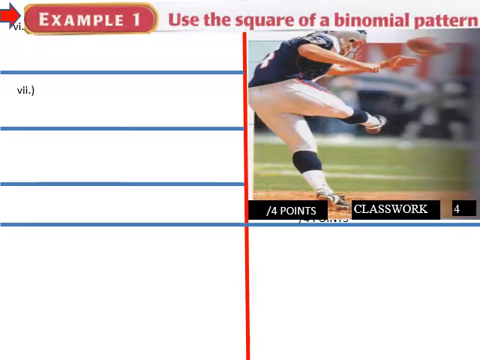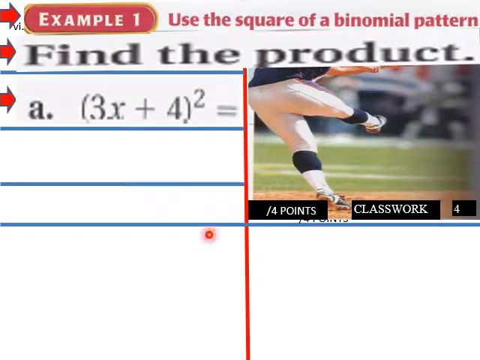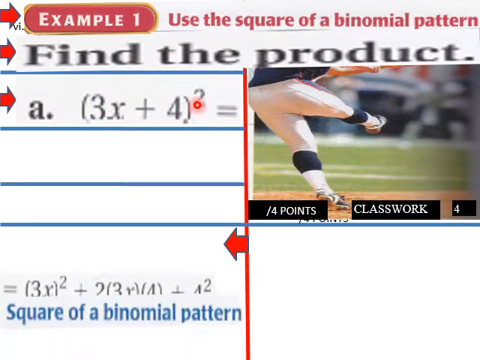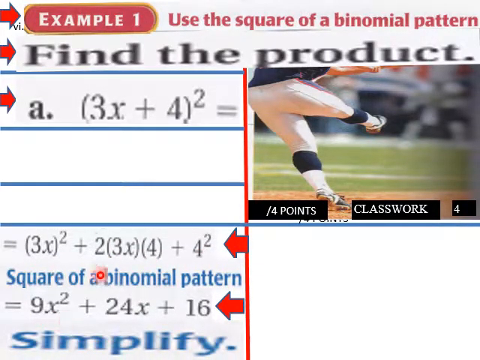Okay, what do we have here? Example 1. Use the square of a binomial pattern to find the product. Here's our square of a binomial. We have a sum of a square, so what's our pattern for that? It's a squared plus 2ab plus b squared. Then we multiply through and combine like terms; there won't be any. It'll just be 3x squared plus 24x plus 16.